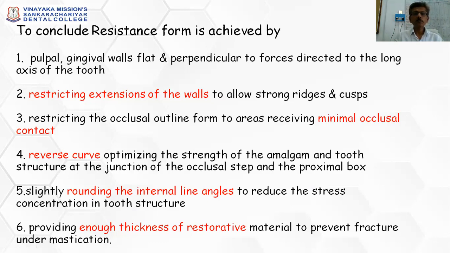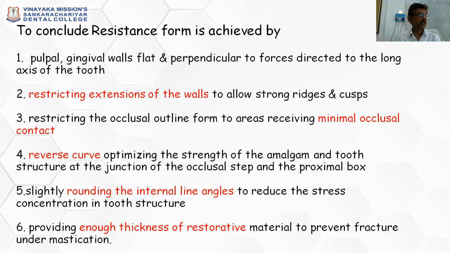To conclude, resistance form is achieved by pulpal and gingival walls being flat and perpendicular to the forces that are directed to the long axis of the tooth, restricting extensions of walls to allow strong ridges and cusps, restricting the occlusal outline form to areas receiving minimal occlusal contact, reverse curve, optimizing the strength of amalgam and tooth structure at the junction of the occlusal step and the proximal box, slightly rounding off the internal line angles so as to prevent or reduce the stress concentrating in the tooth structure.